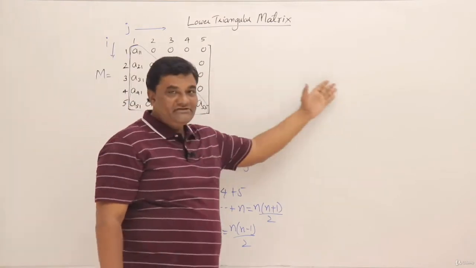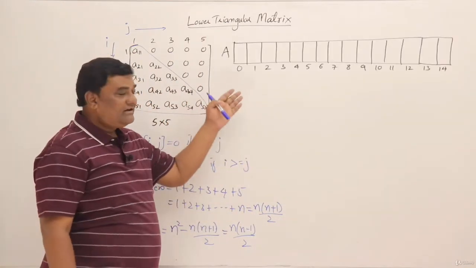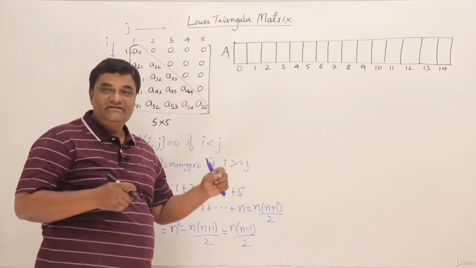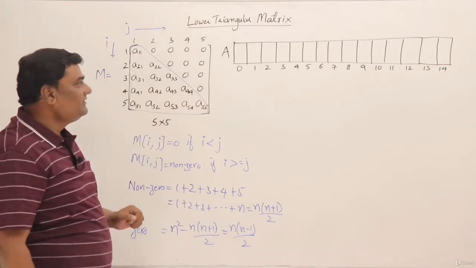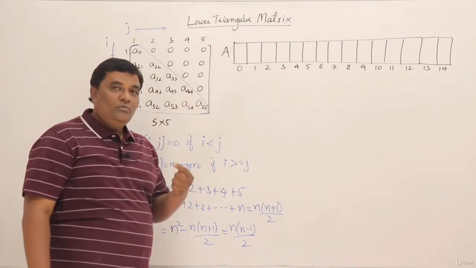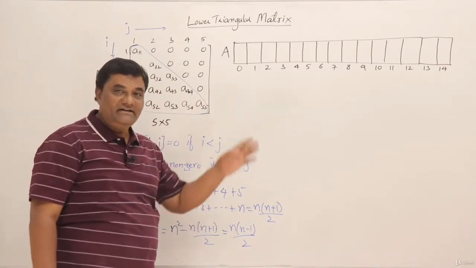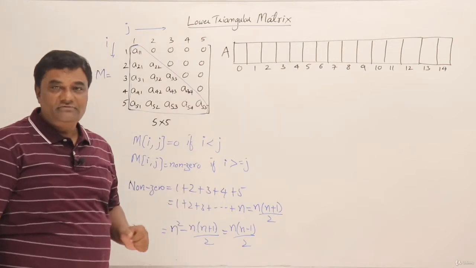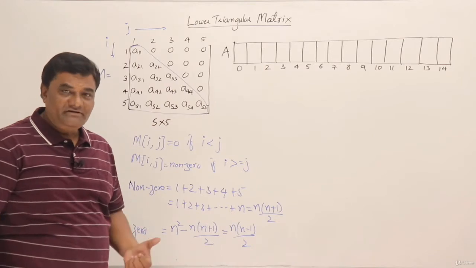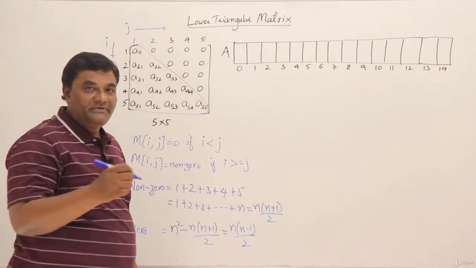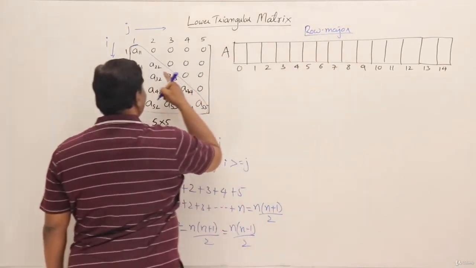So I will take an array of size 15 and we will learn how to store these elements. Here I have an array of 15 spaces. Then I can store all these elements in this one. Now how to store these elements? One method is I can store them row by row, and the second method is I can store them column by column. Let us follow the row by row method. We can call it the row major method. So first let us see the row major method. I'll fill the elements row by row.